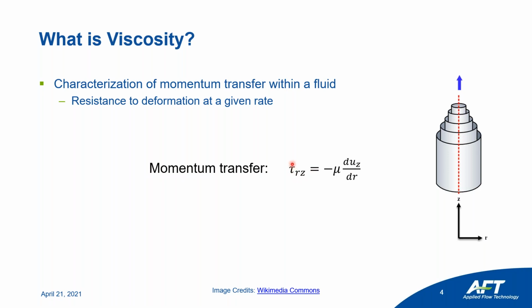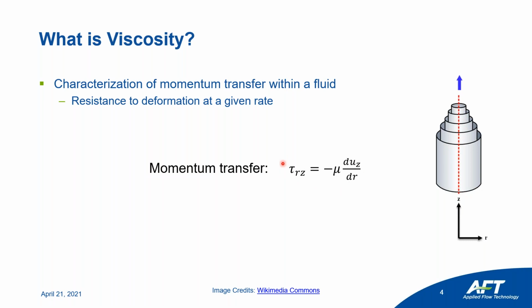And so our momentum transfer, we can write as the equation: tau_rz, our shear stress tau acting in the radial direction, being applied in the z direction, is equal to negative mu, our viscosity, multiplied by du_z/dr, where u_z is our velocity in the z direction.